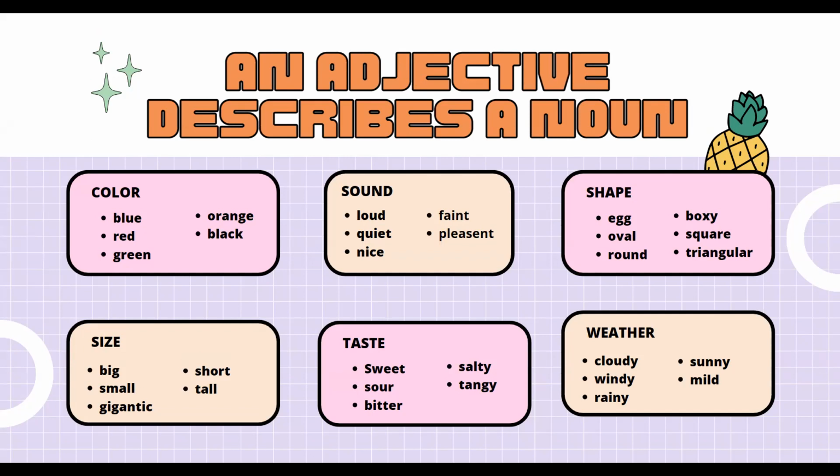It can also describe the size of something, if it's big, if it's small, if it's gigantic, if it's short, or if it's tall. It can also describe the taste of something, if it's sweet, if it's sour, if it's bitter, if it's salty, or if it's tangy. It can also describe the weather, if it's cloudy, if it's windy, if it's rainy, if it's sunny, or if it's mild.